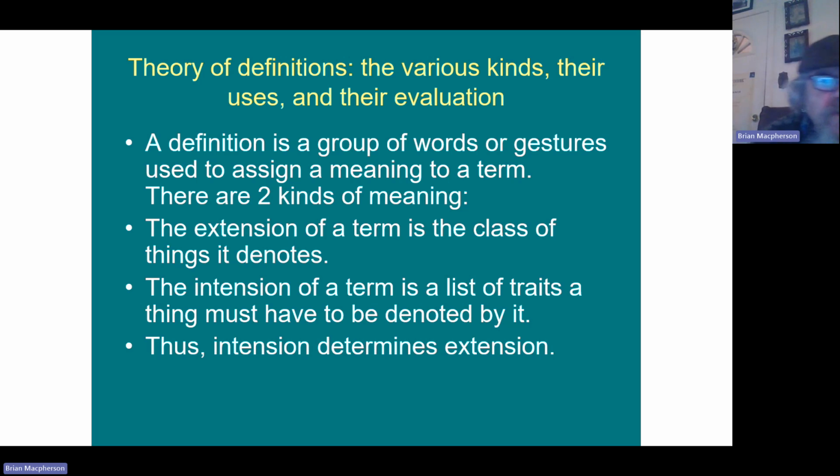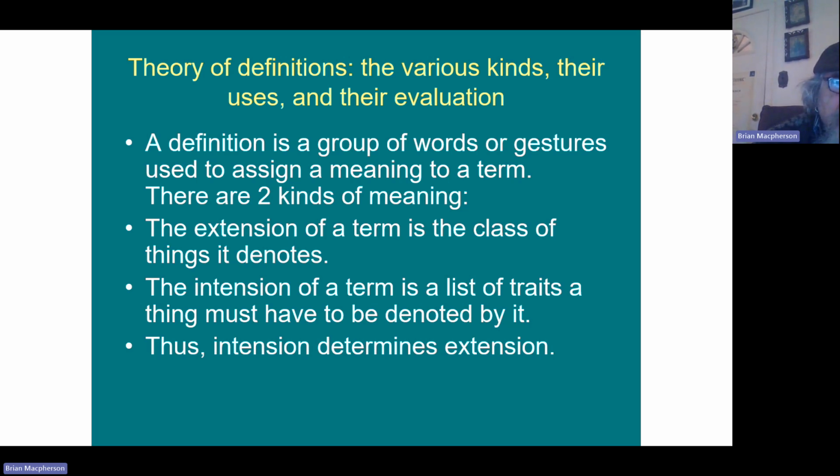So let's take a look then. What is a definition? By the way, these notes come not really from Vaughan and McDonald and Vaughan. This comes really from Copi and Cohen, right? Okay, so this comes from Copi and Cohen's Introduction to Logic. You can easily get a free copy online.